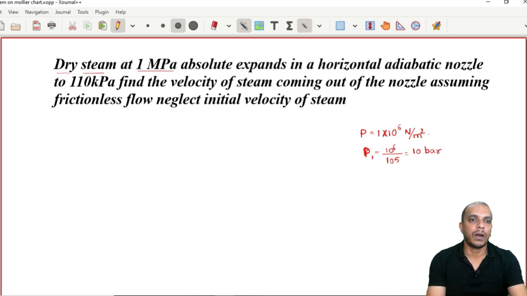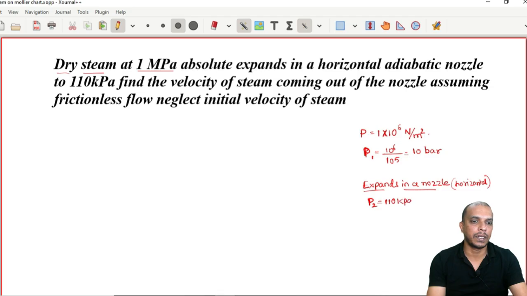It expands in a horizontal adiabatic nozzle. It is given as a horizontal nozzle for a particular reason. We will come back to that a little later. To a pressure of 110 kilopascal. So, P2 is 110 kilopascal.